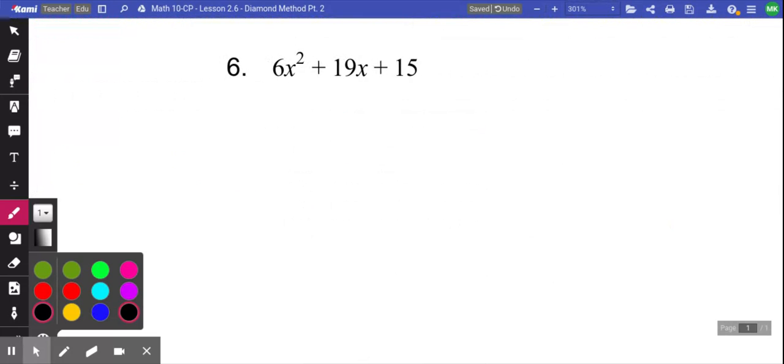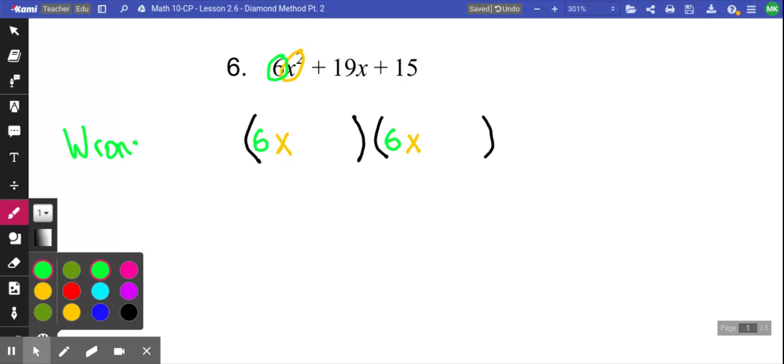We'll try this one over here. So I start off by going, I know a trinomial becomes two binomials. Then I say to myself, I know this x squared comes from the first terms. I also know this 6 comes from the first terms, but I'm not sure which one. So I put the 6 on both. I know that's wrong. I will fix that later.